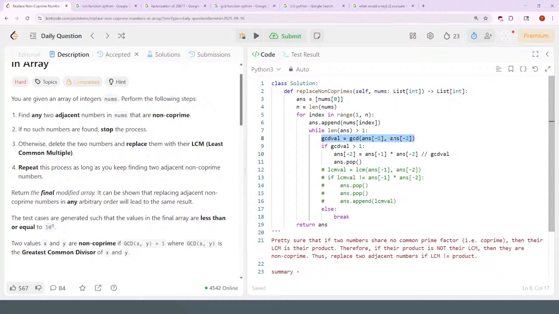So, GCD between two numbers. Every number that I add onto the array, GCD between two consecutive numbers. There is a non-prime factor. Replace.